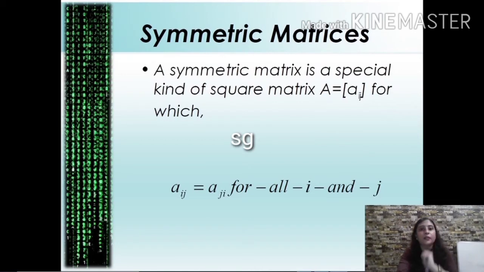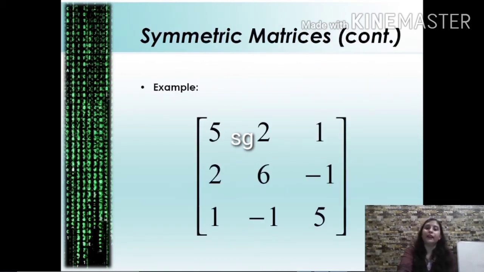That is, aij is equal to aji. Please observe the other elements as well; you will see all of them following the same norm. When we consider a13 and a31, that is the third element of the first row and the first element of the third row, both of them are 1. So a13 is equal to a31. Similarly, the third element of the second row is minus 1, and the second element of the third row is again minus 1. So a23 and a32 are equal. Hence, it is following all the properties of a symmetric matrix.